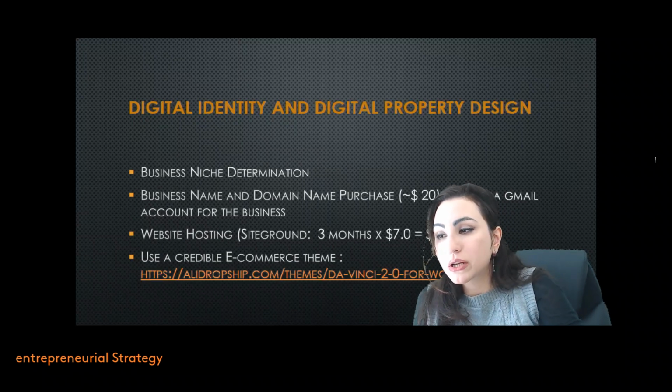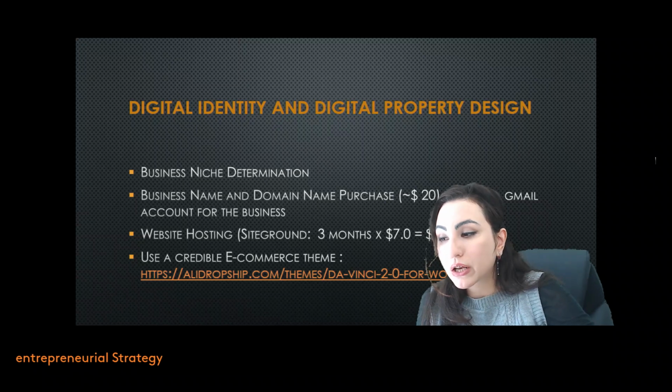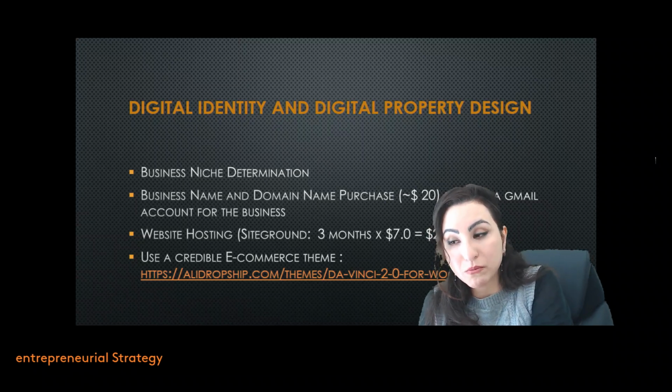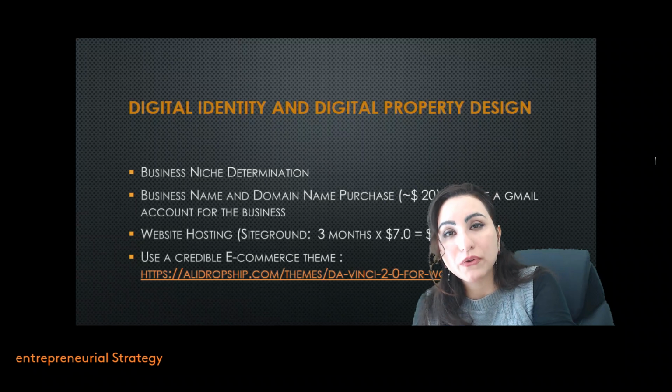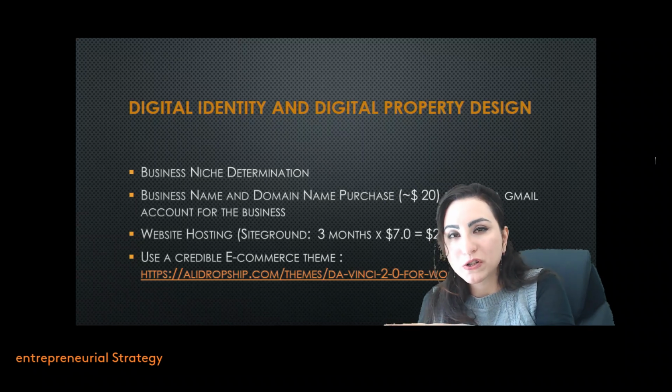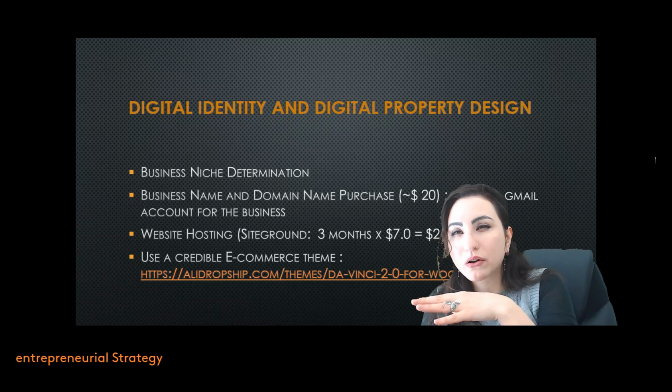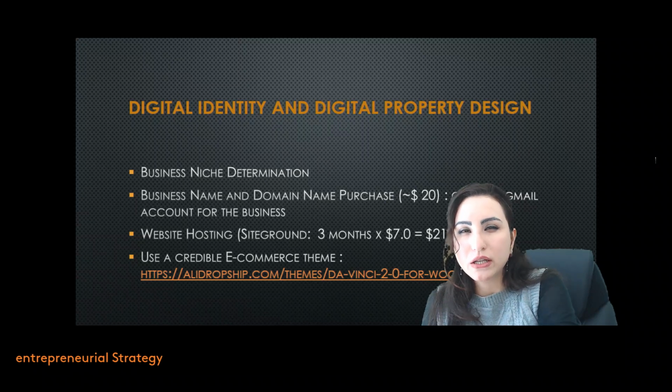So the first one is the digital identity. Part of the digital identity here is buying a business name, buying a domain name. Buying a domain name will cost you from about $16 to $18. So it's about $20. I'm going to talk in more detail about breaking down the cost, and this is not very precise. This $20 is way higher than 16 or 18.